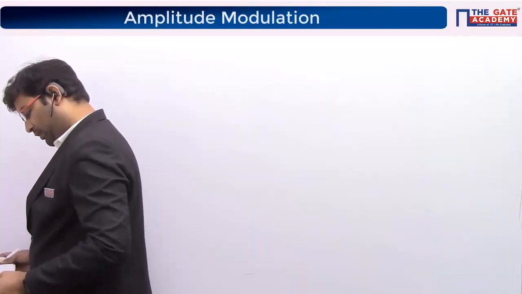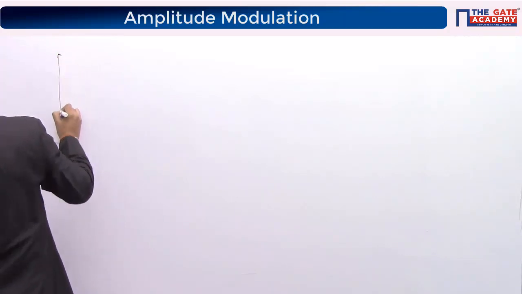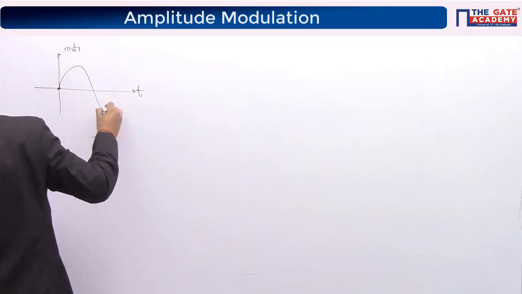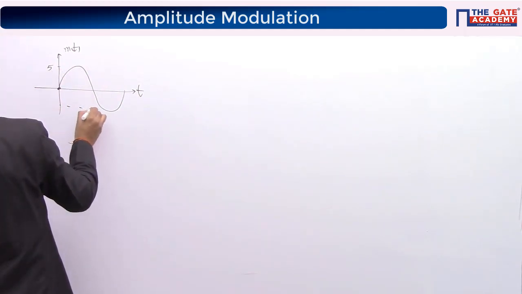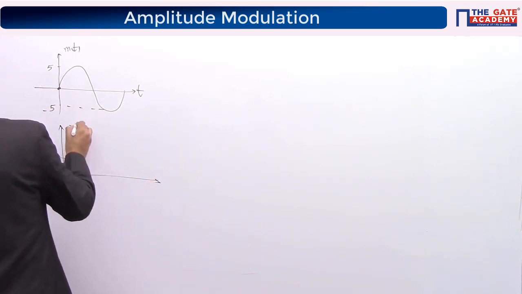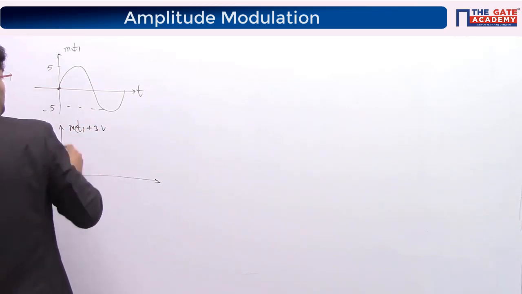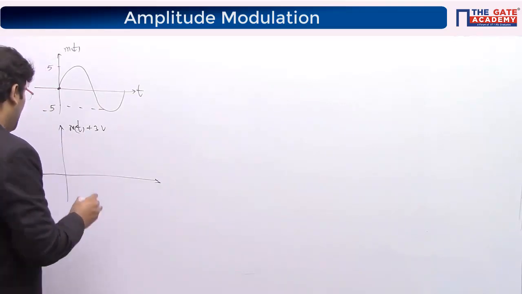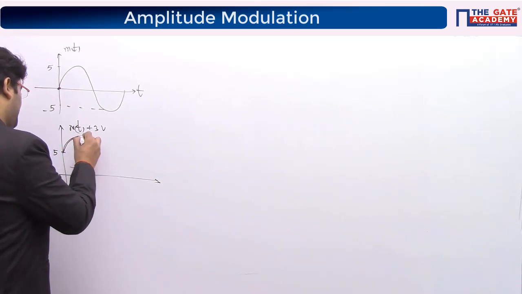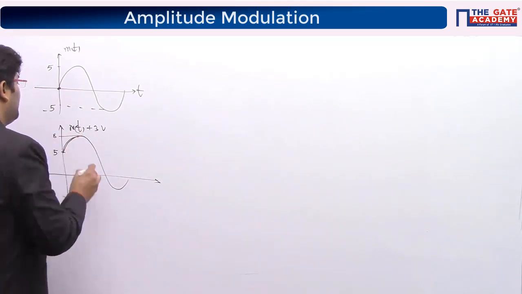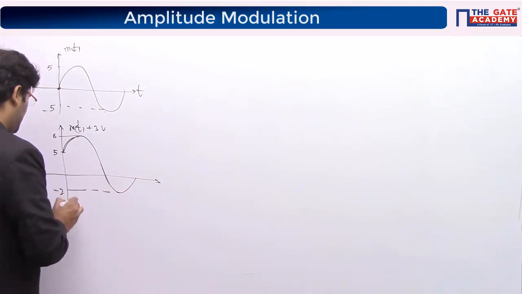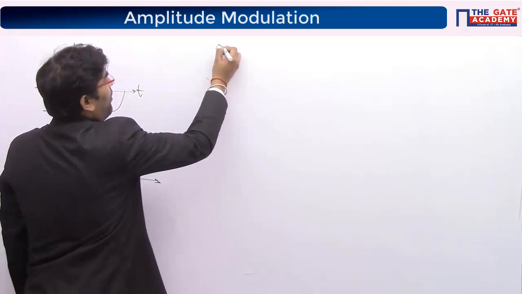Suppose you have a message signal going from -5 to 5. Something like this: this is 5 and this is -5. In this, you add +3. What will happen if you add +3 volts? This 5 will become 8 and 0 will become 3. The signal starts, goes up, and comes a little down. So this is 8, and minus 5 plus 3 will become, you know what? Minus 2.